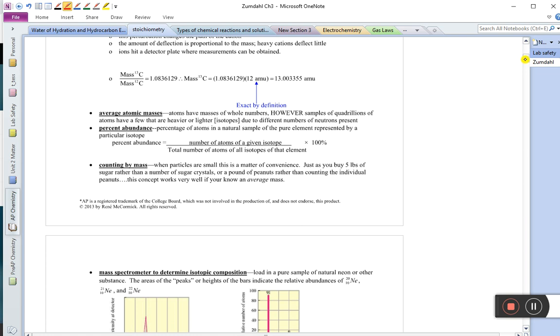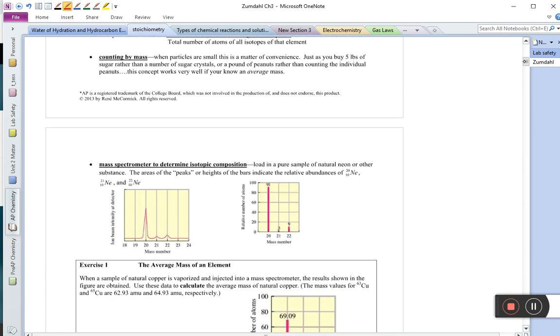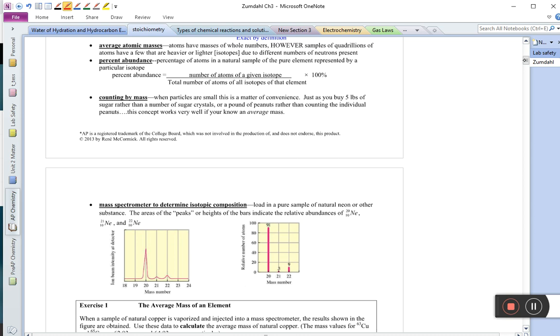Remember, what you see on the periodic table is an average atomic mass because different isotopes, like we've talked about already, have different masses. And we looked in first year chem at how to find your average atomic mass. Remember, it's a weighted average. So you're going to do percent times mass.